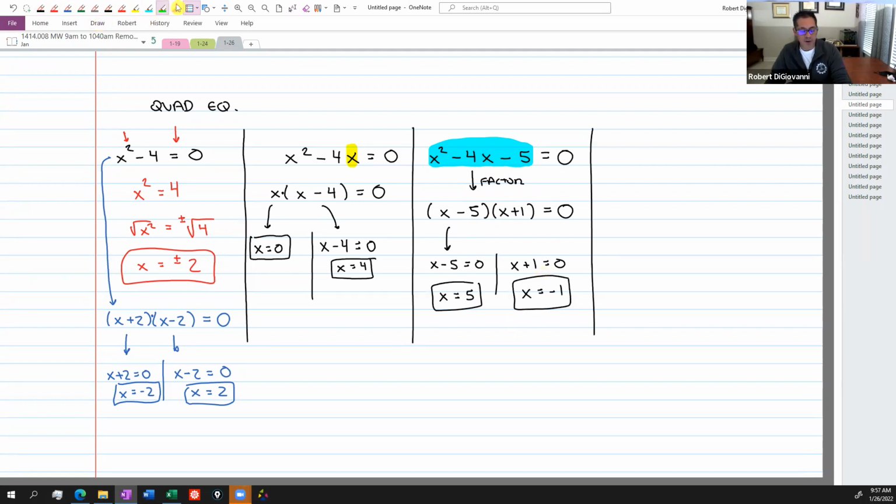You'll understand I'm not showing this step, right? The factoring step, I'm not showing that, but I'm expecting that you could do that if you were given some time, yes?